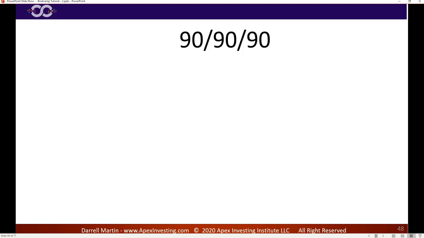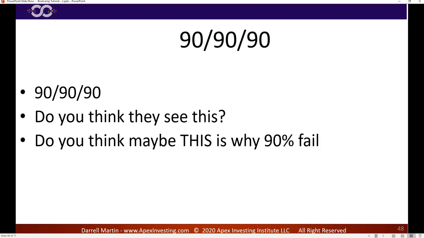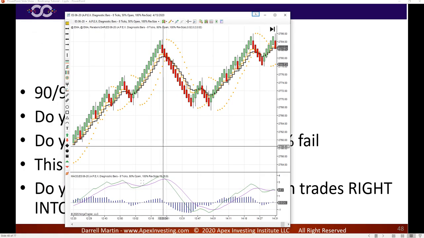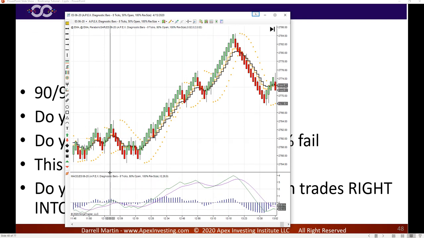Blind trading. Do you think the 90% get this? Do you think that maybe those 90% of people that lose don't see what's in front of them, and all they're looking at is, did this particular indicator cross here, did this flip, and I'm going to take a trade, did this flip? It doesn't take long to blow an account, does it?